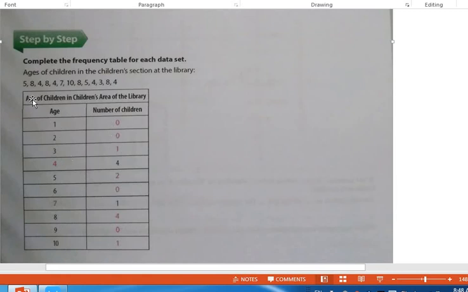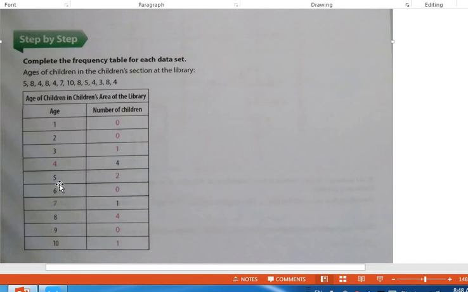So here 1 appears how many times? I don't forget to order them from the least to the greatest. So 1 doesn't appear. 2 doesn't appear. I have 3, it appears just 1 time. And what appears 4 times? 1, 2, 3, 4, the number 4 appears 4 times.